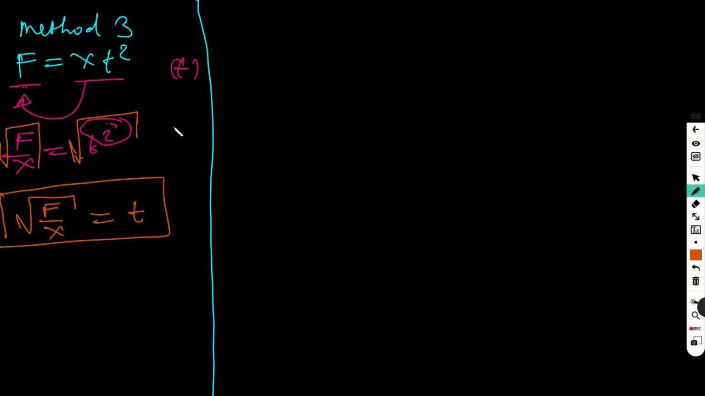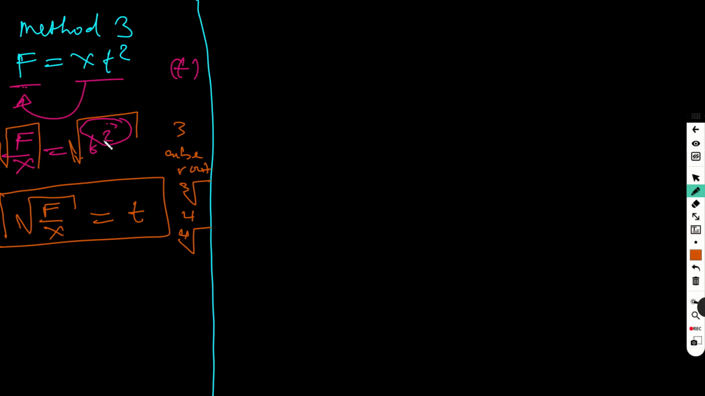Now if this number was 3, you would have taken the cube root, which is like this, with a small 3. If the number was 4, you would have taken the fourth root with a 4 there. That's what you have done, so that it cancels out the 2 or the 4 or the 3 that's there.